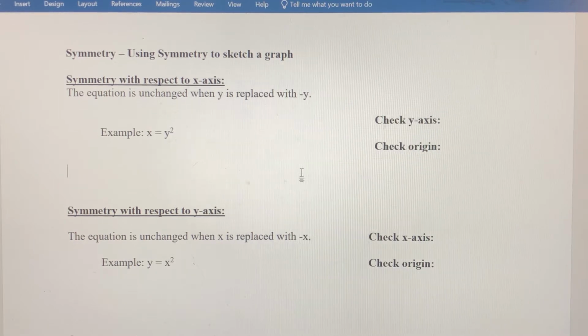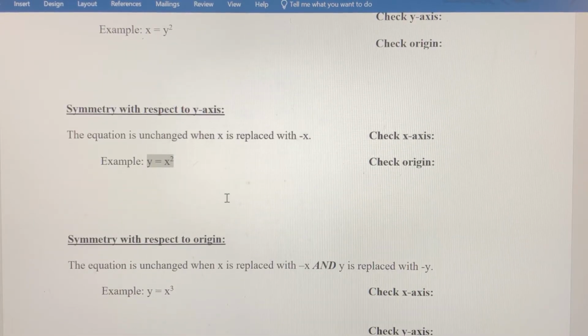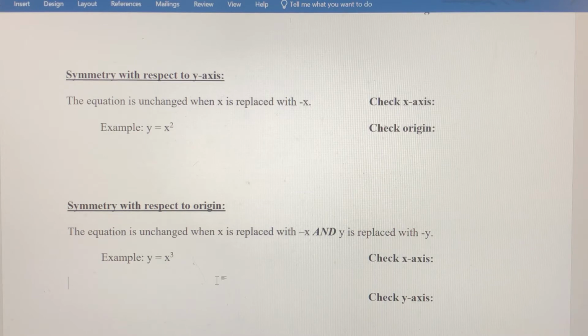Now, previously in other classes, geometry, algebra 2, whatever, you should have talked about symmetry. When you're graphing parabolas, for example, you would have used the axis of symmetry to help you graph parabolas more easily. So we're going to do some basic equations here, and I'll show you the process of how to determine what type of symmetry an equation might have. We're going to deal with x equals y squared, y equals x squared, and y equals x cubed.